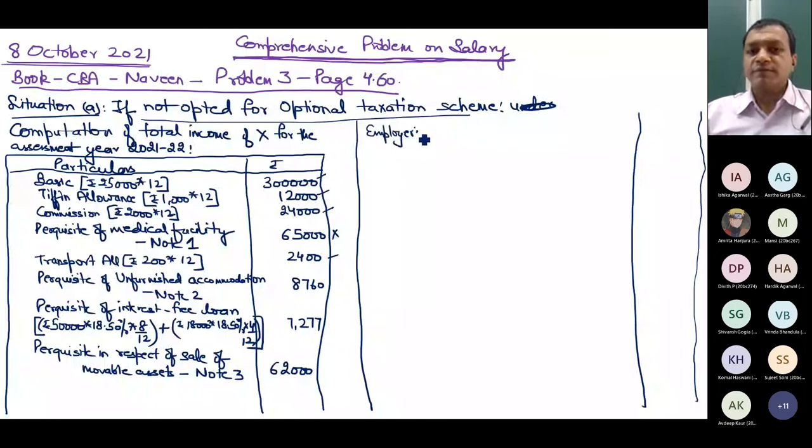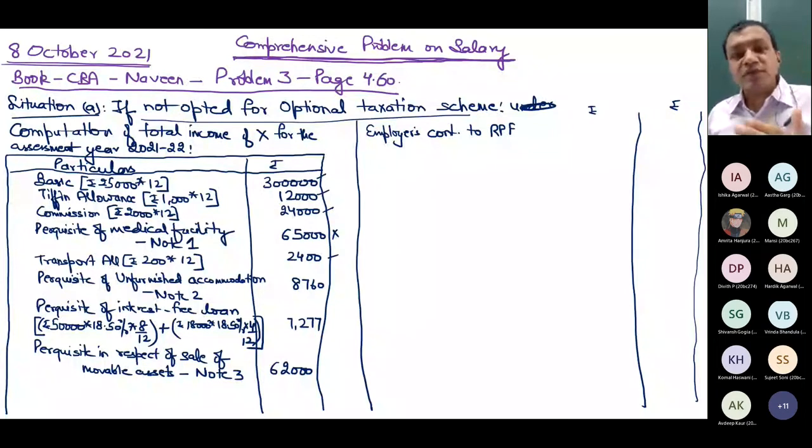Employer's contribution to RPF. How much is the employer's contribution? It says 20% of salary. Then the question anyone can ask you is, what is the salary? Then you always have to remember one point, that this salary is the same one you use in the context for which you are talking about.